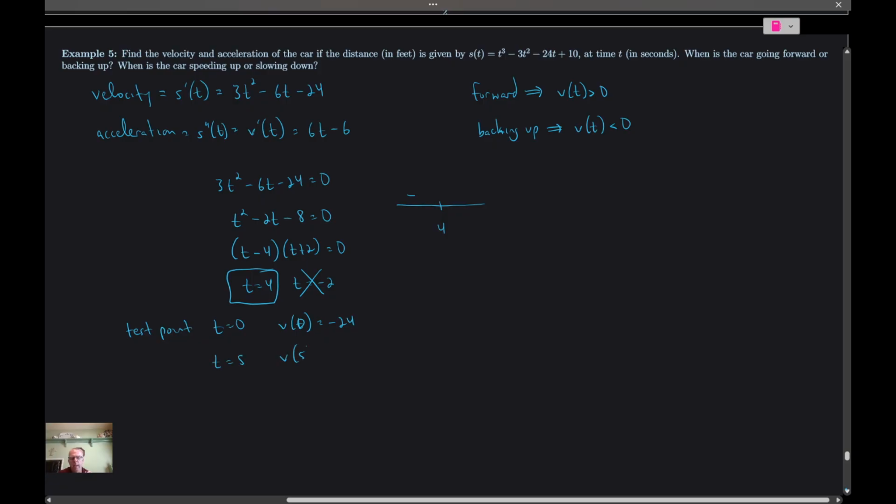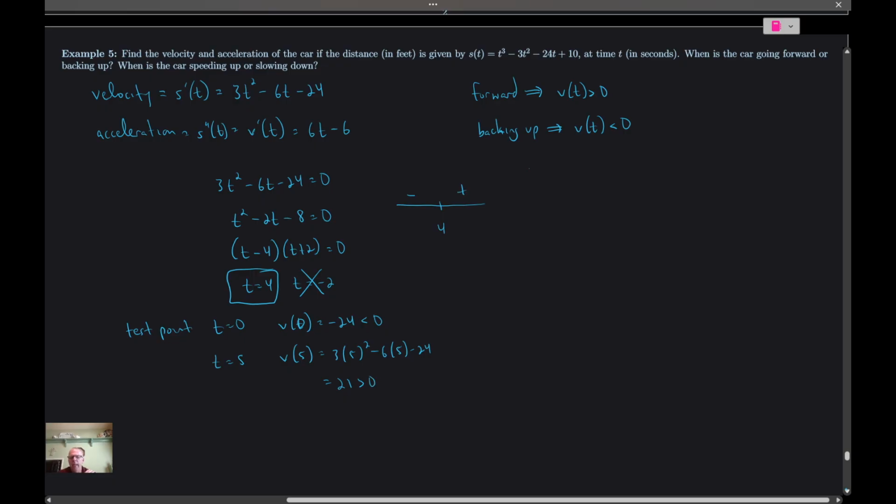Next test point, pick a number greater than 4, so t equals 5. So v of 5 is 3 times 5 squared minus 6 times 5 minus 24. So that is 25 times 3, minus 30 is 45, minus 24 is 21. So that one's negative, this one's positive.